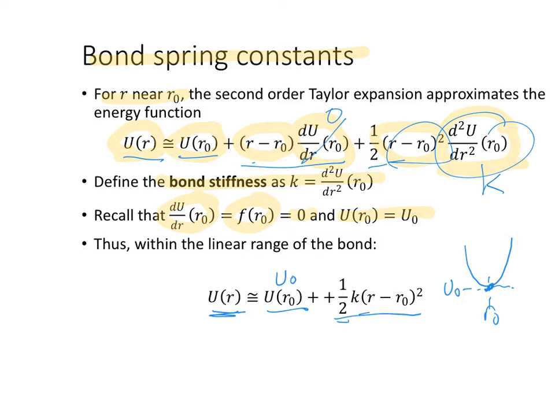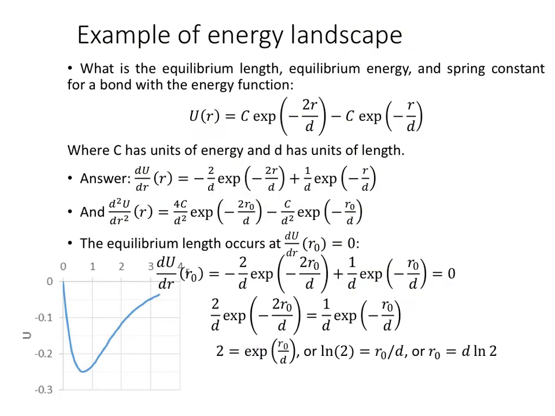And this is just to say that within the linear range, the spring constant of the bond is the second order. Of course, outside the linear range, it will deviate from this spring-like perfect behavior. So we'll now look at an example of an energy landscape.